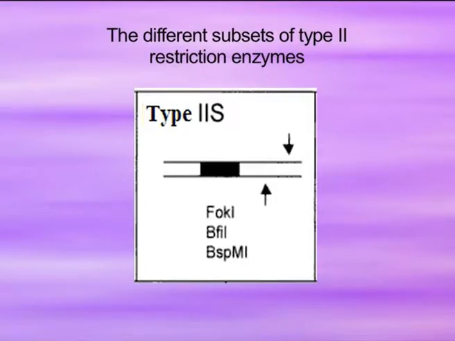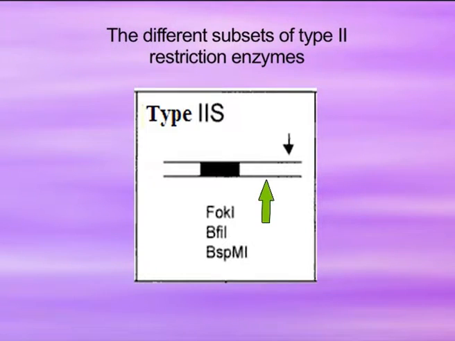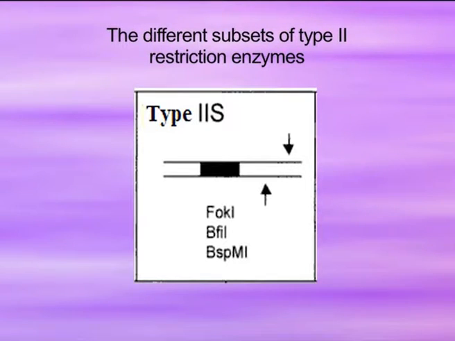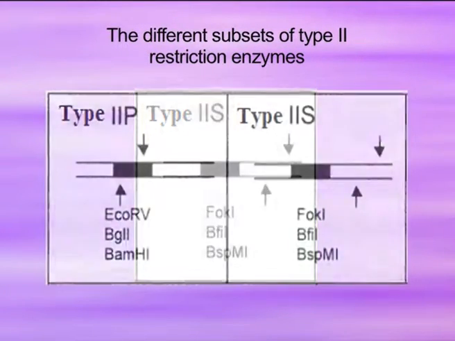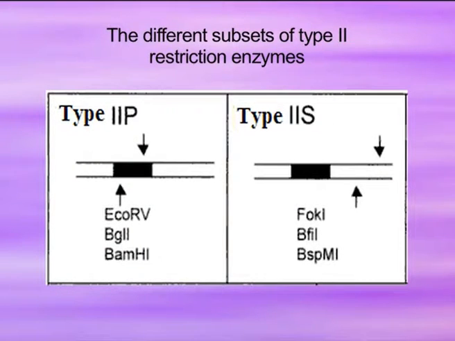The next subtype of type 2 is type 2S. The characteristic feature is the restriction enzyme binds to a symmetrical DNA sequence and cleaves DNA 9 base pairs away from the restriction site on the top strand and 13 base pairs away on the other complementary strand. The example of which is FokI. So, type 2P and type 2S, the diagram of which is shown here.